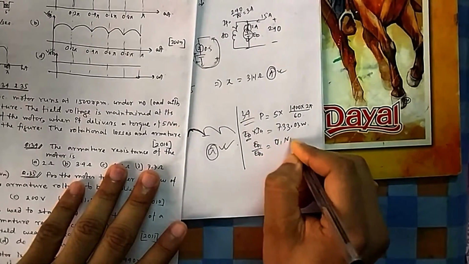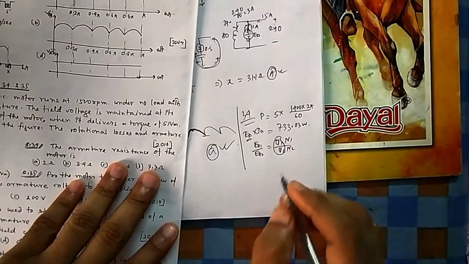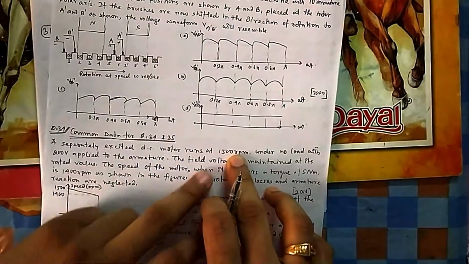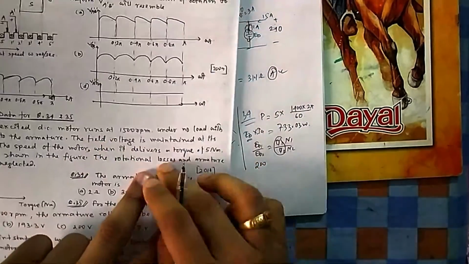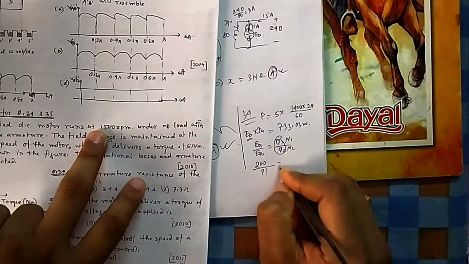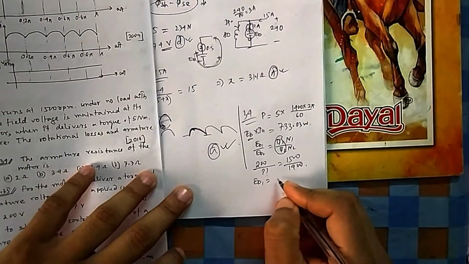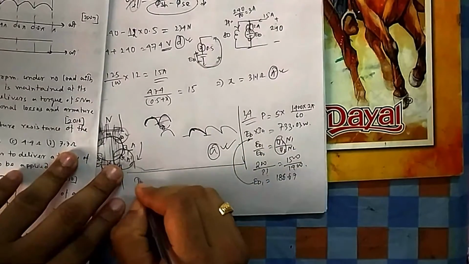Now EB1 by EB2 is phi1 N1 by phi2 N2. But here phi1 and phi2 are both fixed, so it is directly proportional to N1, N2. In the first case, when it is at 1500 RPM, it was no load. No load means you will consider no current, because the losses they have also said to neglect. So in the initial case, because it is running at 1500 RPM with no current flowing, the entire 200 volt is EB1. This one we don't know: 1500 by now it is 1400. So if you calculate, EB is equal to 186.67.